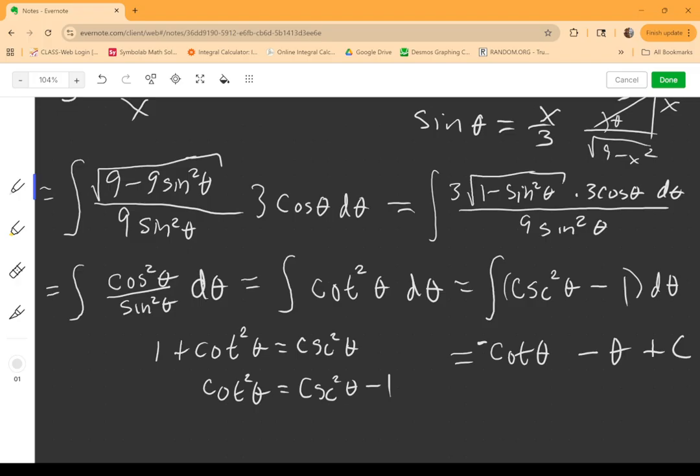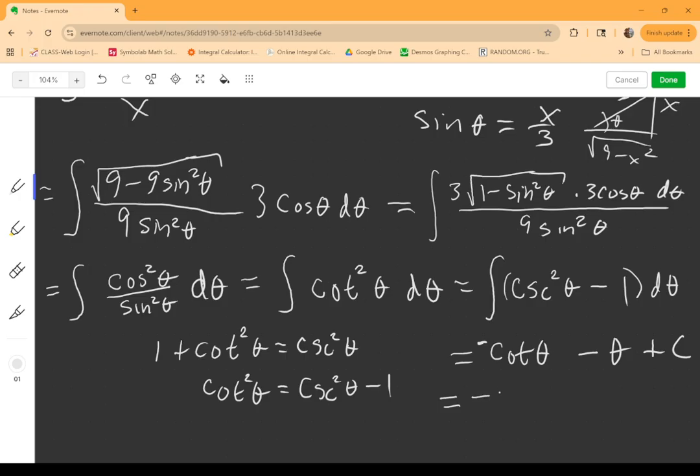My initial integral asks for me to solve a dx type integral. So here's where I need to go back to my triangle and figure out what these values are in terms of x. So the cotangent, so tangent is opposite over adjacent. So cotangent is adjacent over opposite.